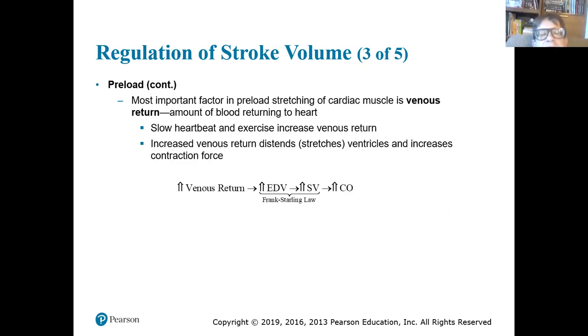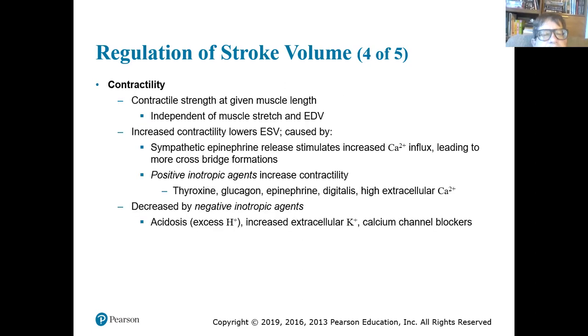The most important factor in preload is venous return, how much blood is being returned to the heart. Slow heartbeat and exercise will increase venous return, make the heart work better. Increased venous return will distend or stretch the ventricles and increase the force of contraction. Contractile strength depends on muscle length.